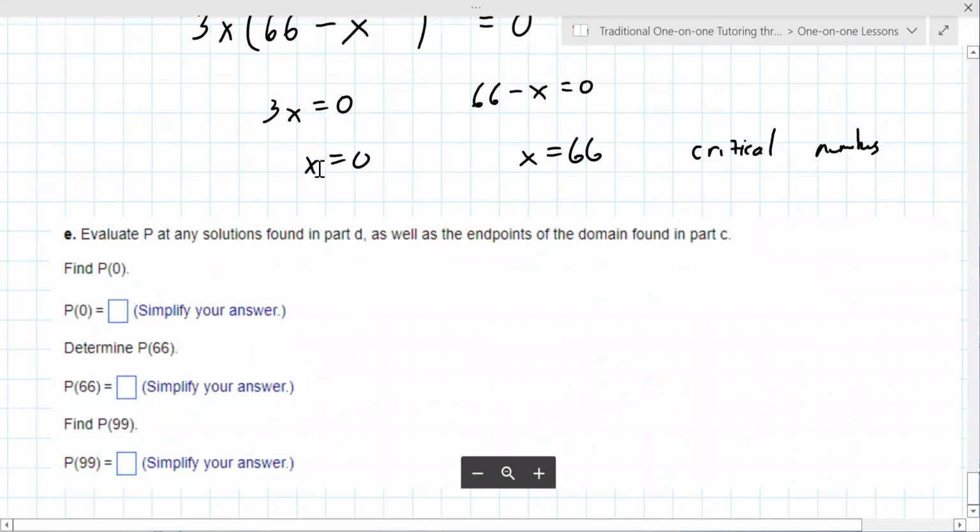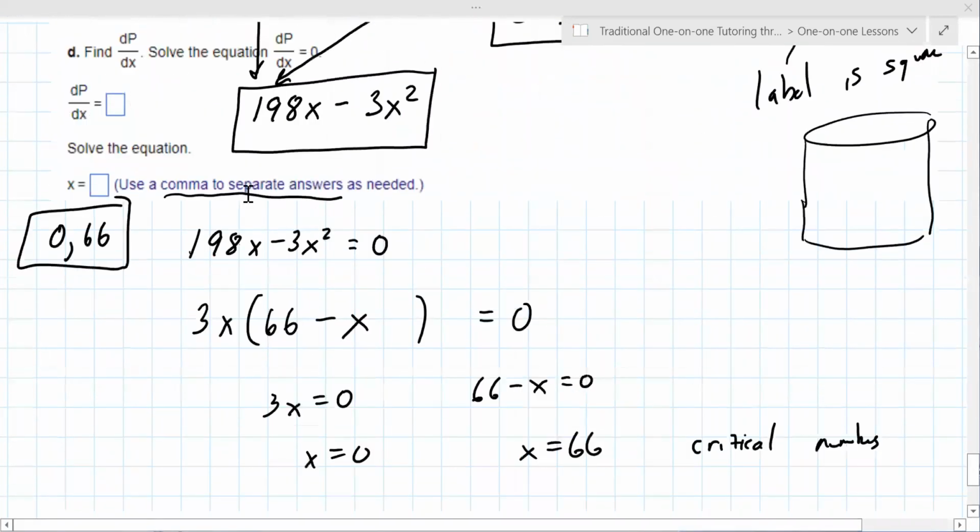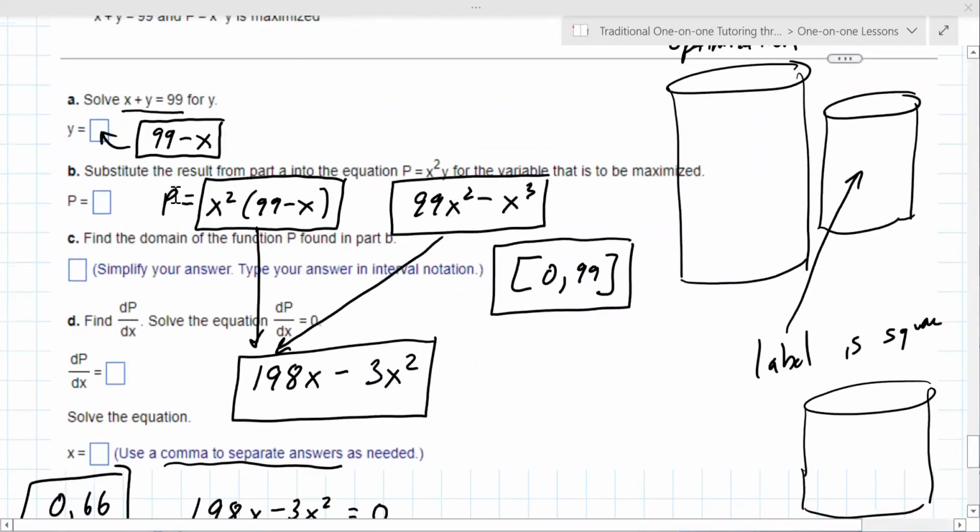All right, so it says evaluate P at any solutions found in part D. Notice they actually give you the answers to some of this. Kind of neat. So you're going back to the original, what you started with, which is the answer to part B. That's where you wonder, well, which do I go back to? It's this, x squared times 99 minus x.